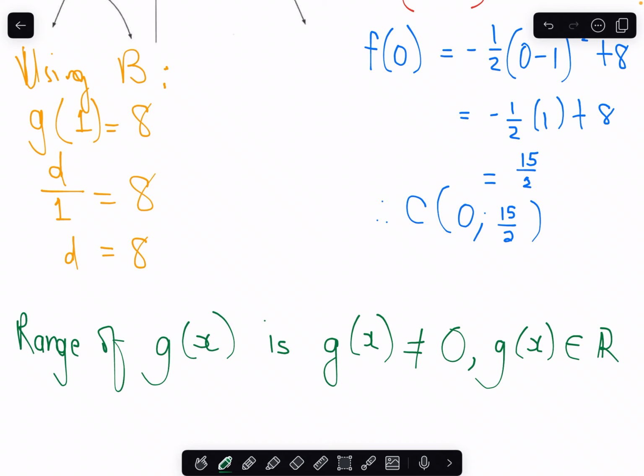Let's check with the memo if we're on the right track so far. I don't even know what question we're doing. Question 5. Yes, okay, everything looks good so far.